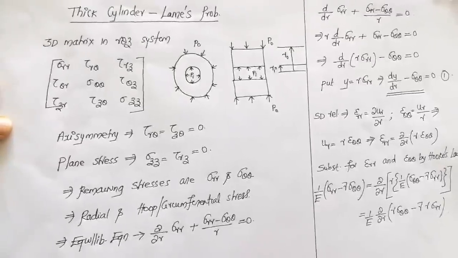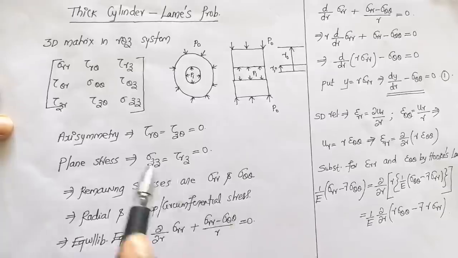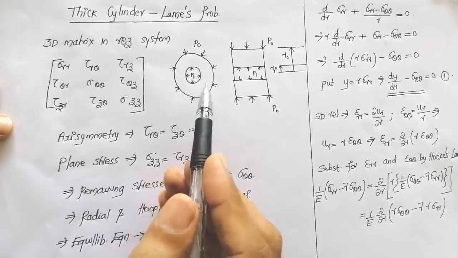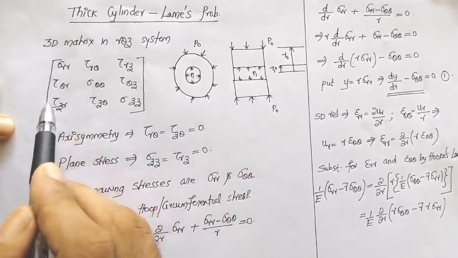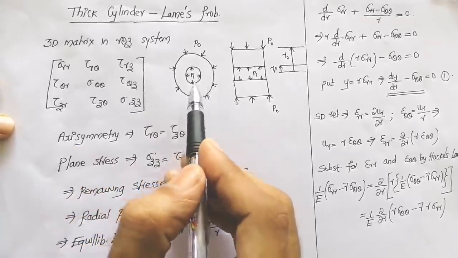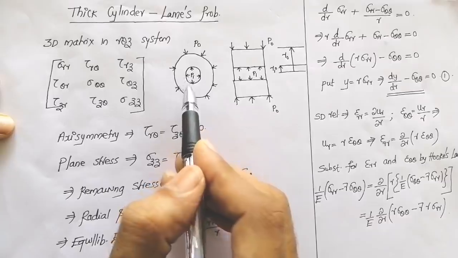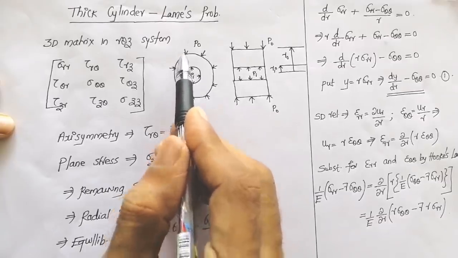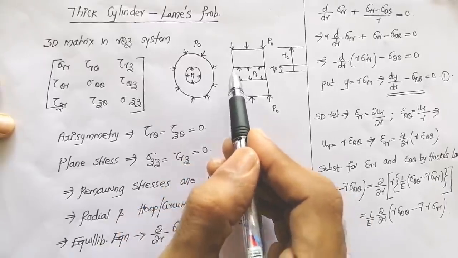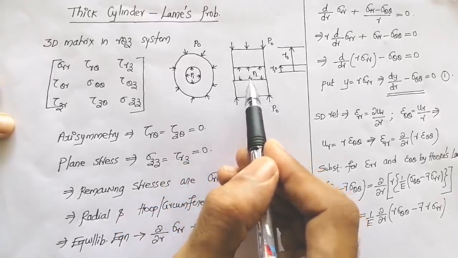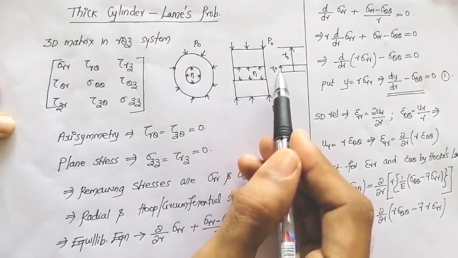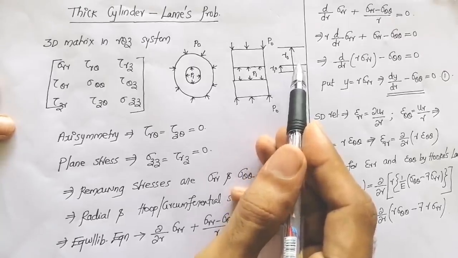Now, we shall discuss the derivation of Lame's problem, that is the thick cylinder subjected to internal and external pressures. So, for familiarization of the components, I have written the stress matrix here. Now, this is the cross section of a thick cylinder in which you are applying an internal pressure here and it is parallelly subjected to an external pressure here. So, I have drawn another view in which internal pressure is shown and external pressure is shown, and the internal radius is Ri and external radius is Ro.